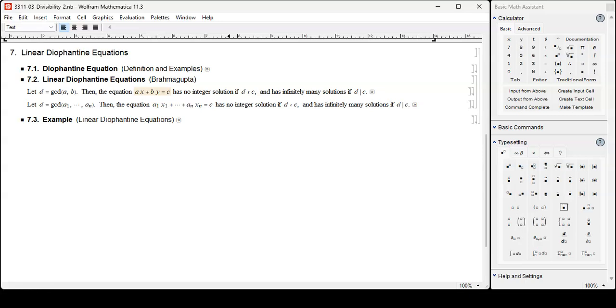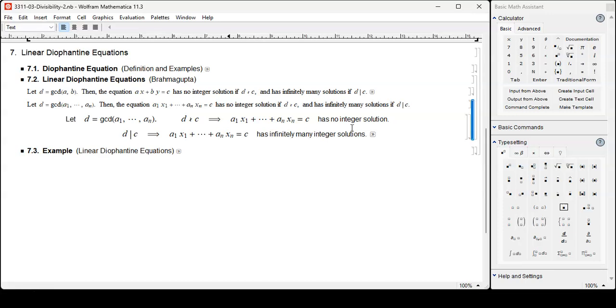Two unknowns, ax plus by equal to c. Now what if you have more than two unknown variables? a1x1 plus a2x2 plus and so on. In this case, things are a bit more complicated. It turns out if D does not divide C, then there's no solution. If D does divide C, then this Diophantine equation has infinitely many integer solutions.